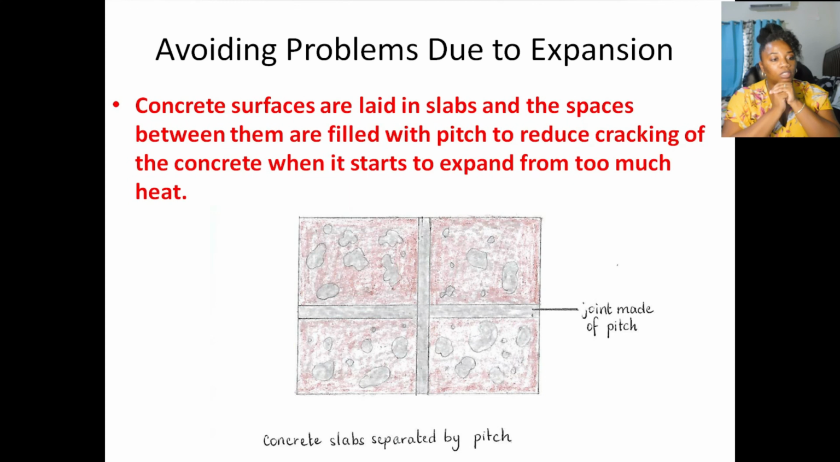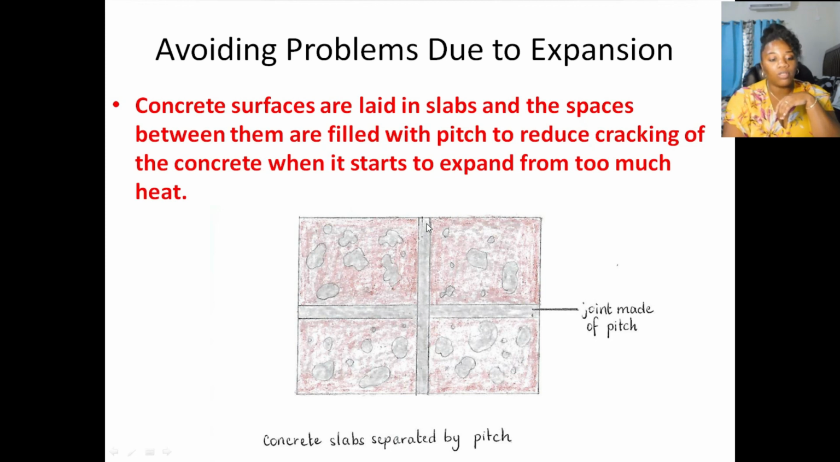Here are some ways we can avoid problems due to expansion. So firstly, concrete cracks when it is exposed to heat. And if you just throw down a large bit of concrete, the crack is going to just travel from point A to point B if there's nothing to stop it. So what people do, if they pave roads using concrete, you'll realize that the roads are laid in slabs. They're separated by joints, or sometimes even board.